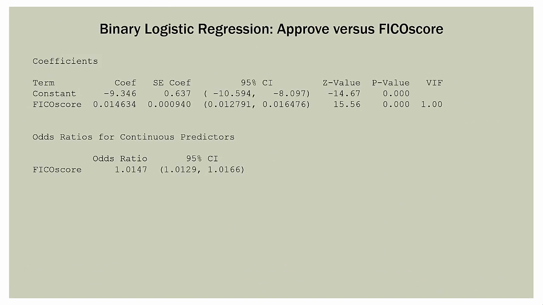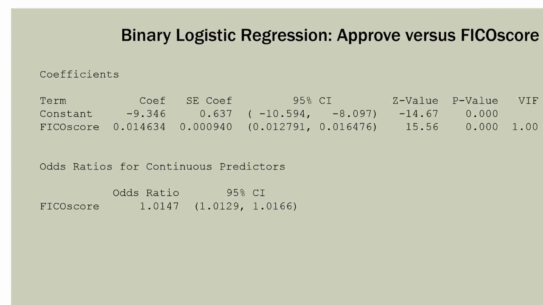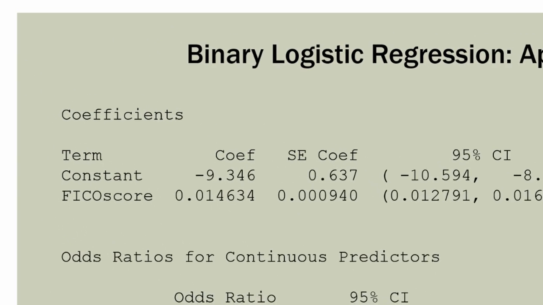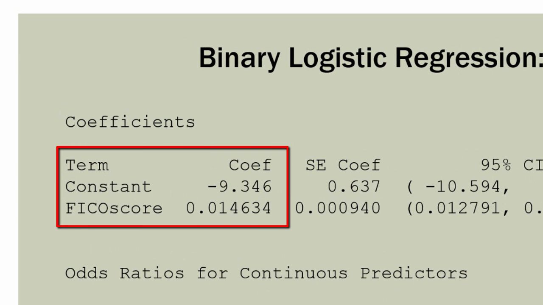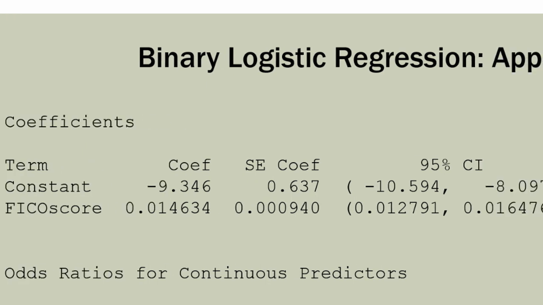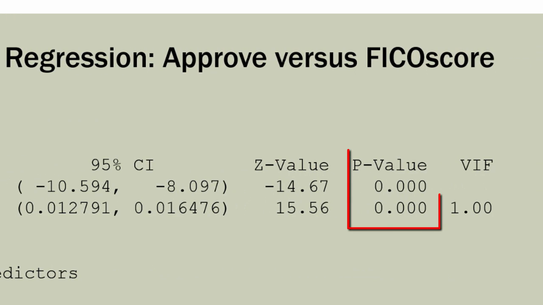Now next we have our coefficients table, and you can read this just like you did in linear regression. So our constant had a coefficient of negative 9.346. Our credit score or FICO score had a coefficient of 0.014634. Now if we look over to the right, they both have p-values of 0.000, which means they are both less than 0.001 and therefore are significant.